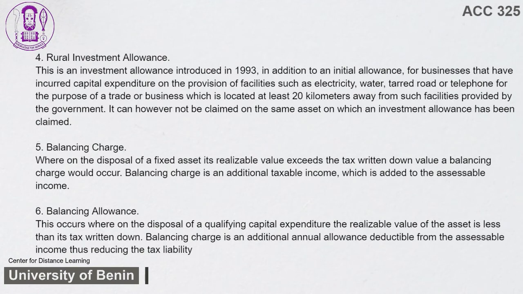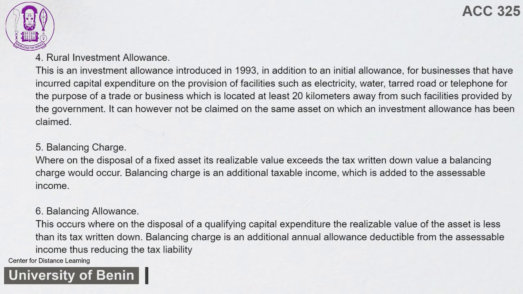4. Rural investment allowance. This is an investment allowance introduced in 1993, in addition to an initial allowance, for businesses that have incurred capital expenditure on the provision of facilities such as electricity, water, tarred road or telephone for the purpose of a trade or business which is located at least 20 kilometers away from such facilities provided by the government. It can however not be claimed on the same asset on which an investment allowance has been claimed.